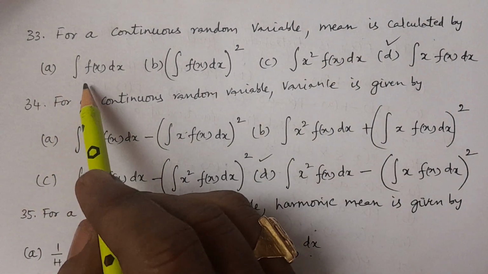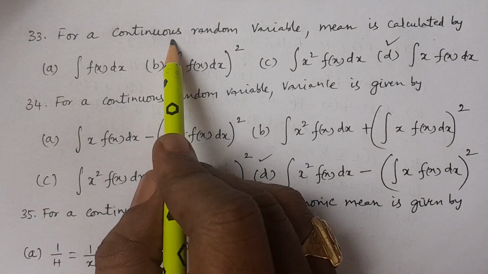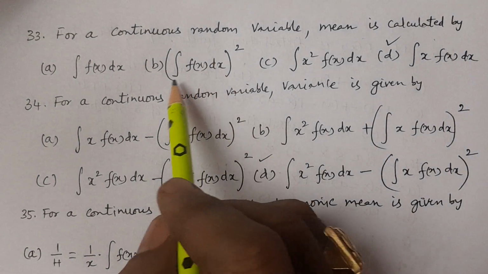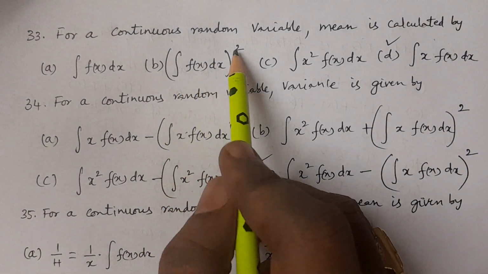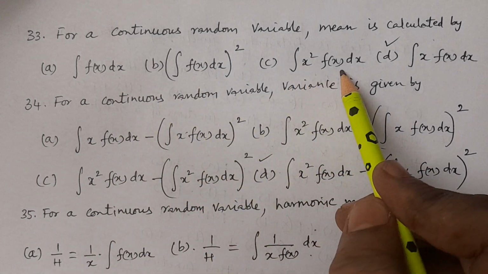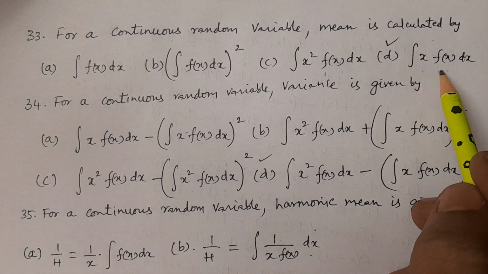Option A, integral f of x dx. For continuous means, we have to use integration; the formula must be in integration. Option B, integral f of x dx whole square. No, these two are not formulas. Integral x square f of x dx is also not the answer. Integral x f of x dx, this is the answer.